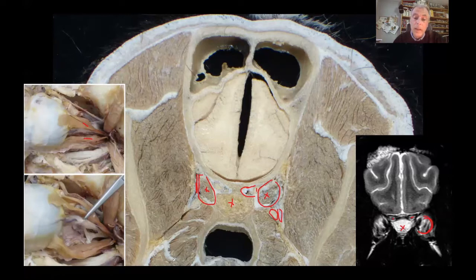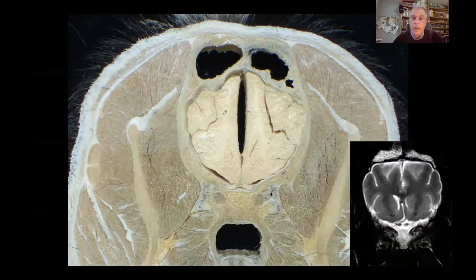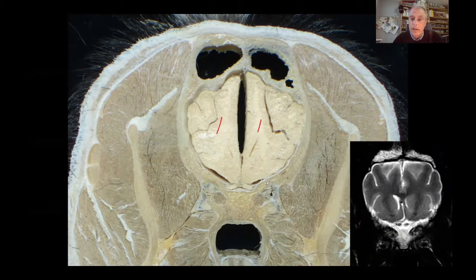On top of the medial pterygoid muscle here, okay? So for the next section, we identify both cerebral hemispheres, right here, as you see, both cerebral hemispheres, and we see the optic nerves. These are the optic nerves right here.